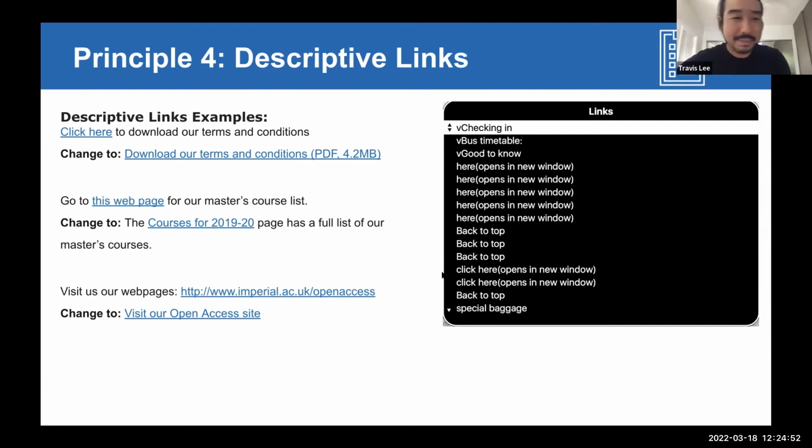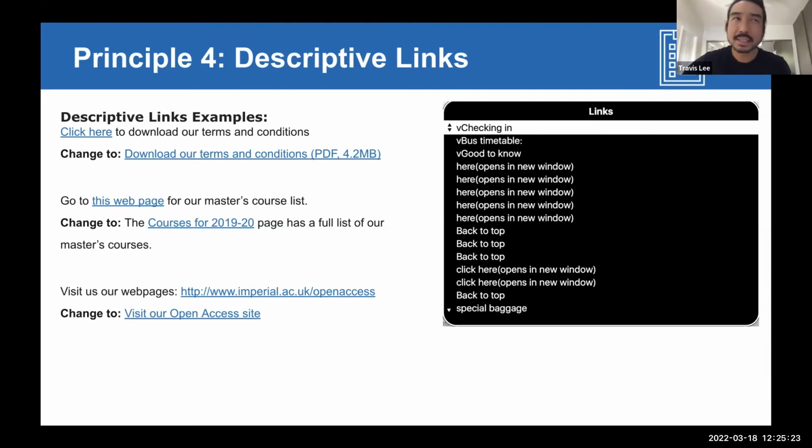So here are some examples. Click here to download our terms and conditions. You should probably change it to download our terms and conditions, just to be specific there. Go to this website for our master's course list. This website or web page is really not very descriptive. So ideally you want to say the courses for 2019-2020 page has a full list of our master's courses. So you link where they're going to go. When they click that link, they should be going to the courses for 2019-2020.